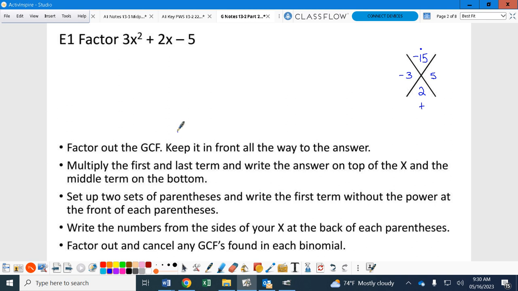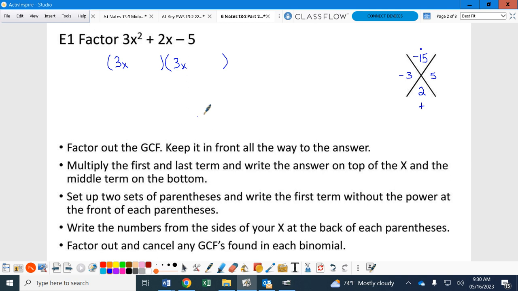Okay. To factor this, you're then going to set up 2 sets of parentheses. You write the first term at the front, but you're going to divide that power by 2. Guys, we're only dealing with powers of 2, so you're going to rewrite it as 3x and 3x without that power on there. If you get into more complicated, you might have to split it up and make it 2 and 2 if it was a 4, but we're not at that point, guys. We're doing the basics here.